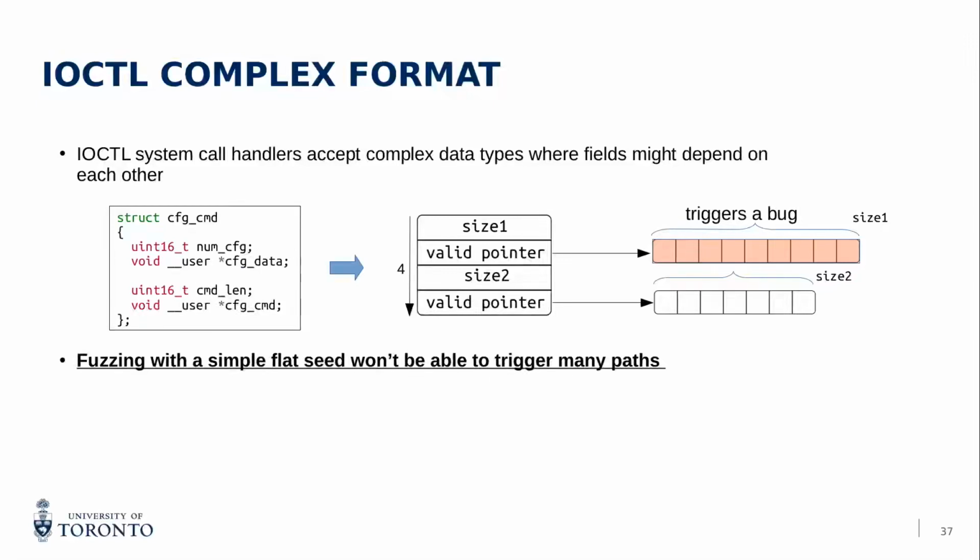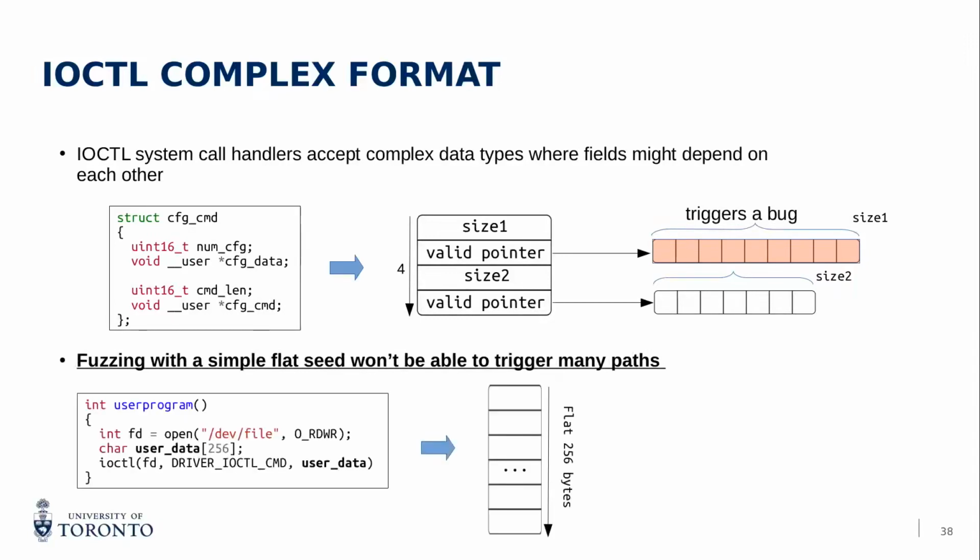So one of the complications with ioctl system call fuzzing is that it accepts arbitrary complex structures as input, which makes it a hard target for fuzzing. Let me explain with an example. Assume that an ioctl system call accepts a structure on the left of the slide. It has two fields that should be valid pointers and point to arrays whose sizes are determined by two other fields. Such complex field interdependencies are hard to figure out with purely static analysis.